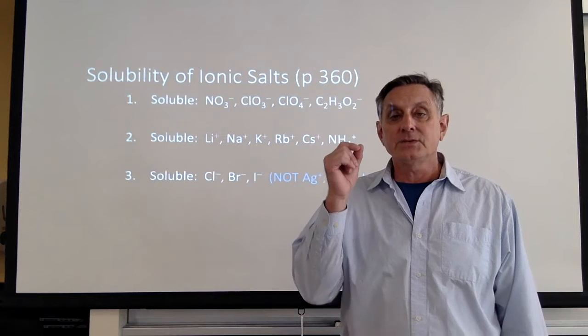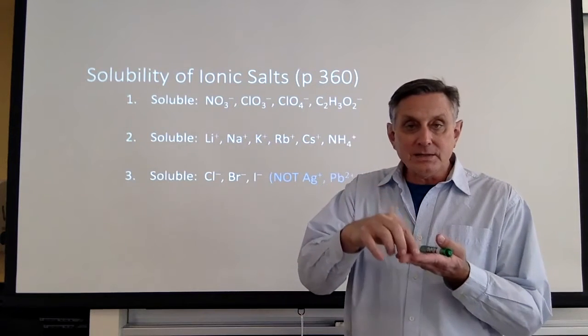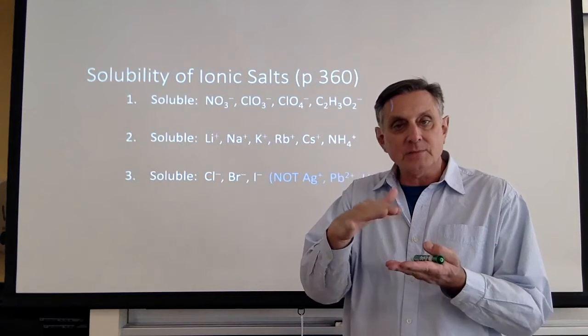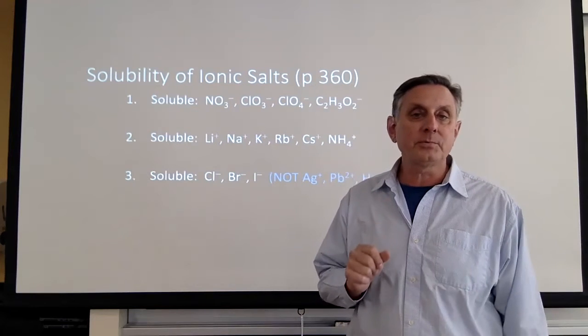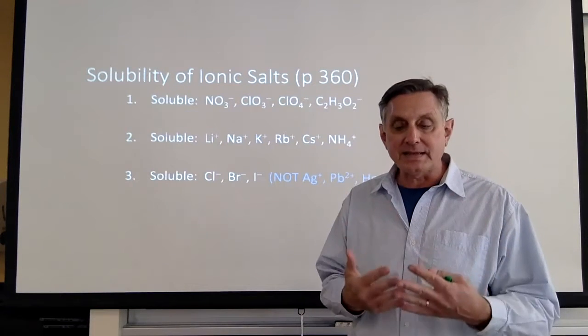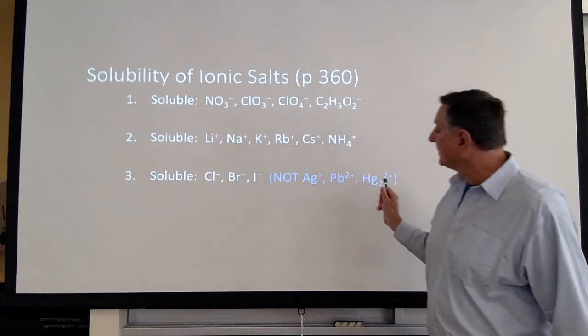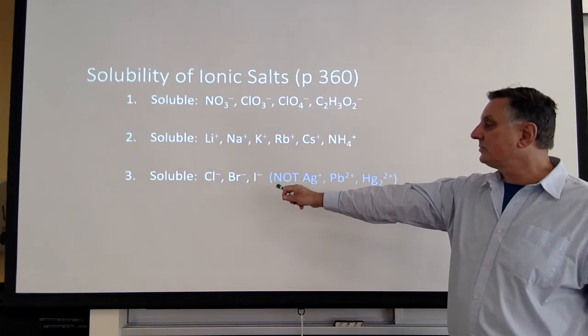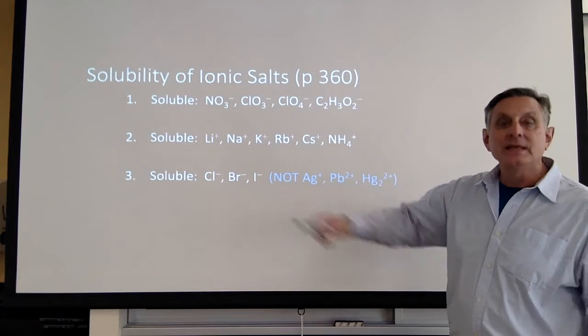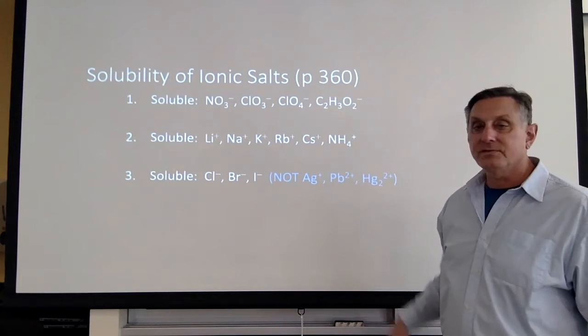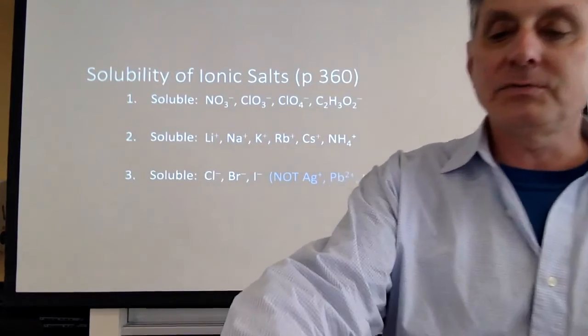But it is the mercury vapor. Any liquid has a little bit of vapor that comes off of it, and that mercury vapor is carcinogenic, so you don't want to be breathing that. That's the dangerous part. All right, so anyway, that's mercury 1. These 3 anions are always soluble unless they're paired up with one of these 3 cations. Let's keep moving through this.